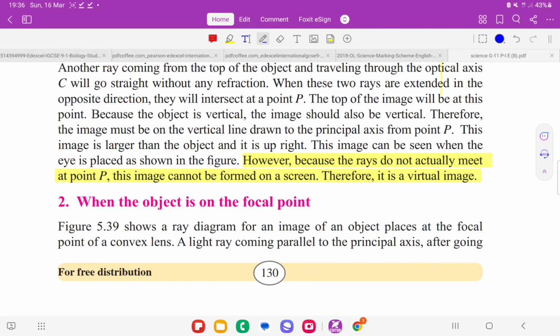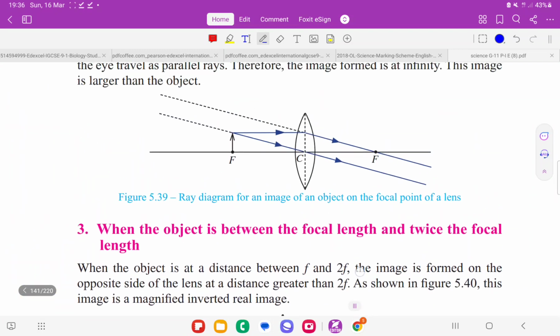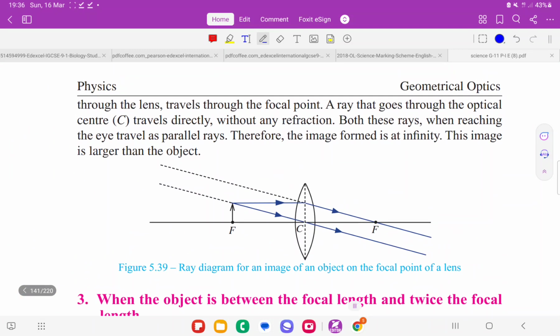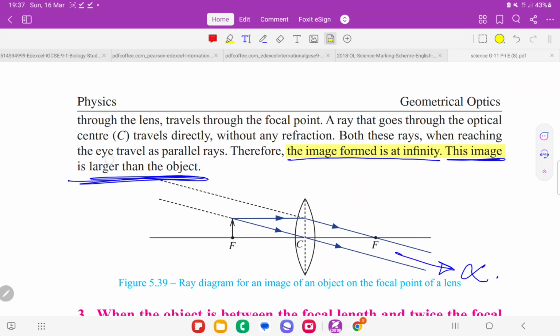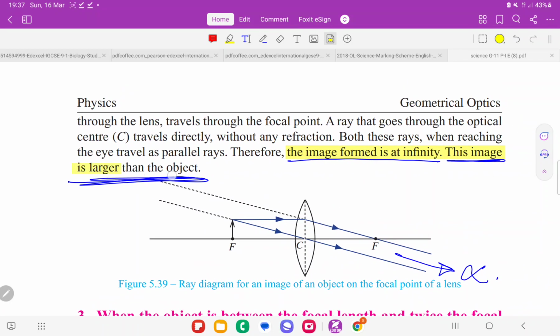And the second one, when the object is on the focal point, all the light rays go to infinity. So the image is formed at infinity, and this image is larger than the object. That thing you need to remember.